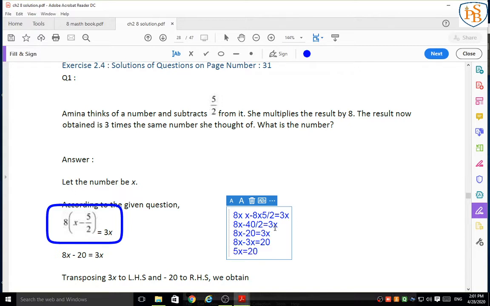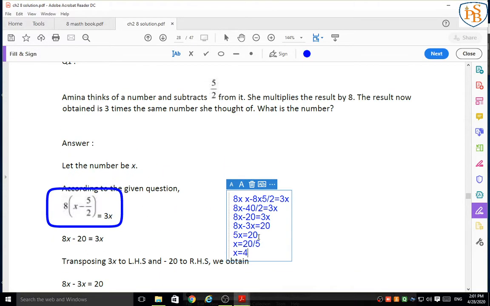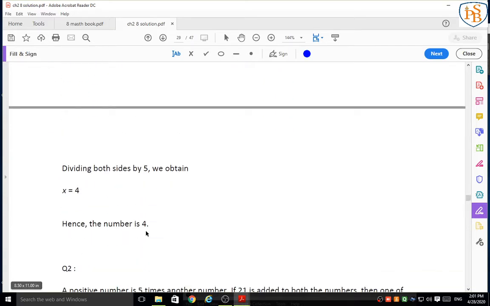So what will be the value of x? 5 fours are 20. So x is equal to 20/5, so x is equal to 4. So this is the value of x. So what will be the number? We let the number be x. Like that you can solve this equation. Look here carefully. Hence the number is 4. Did you get this, student? This is very easy.